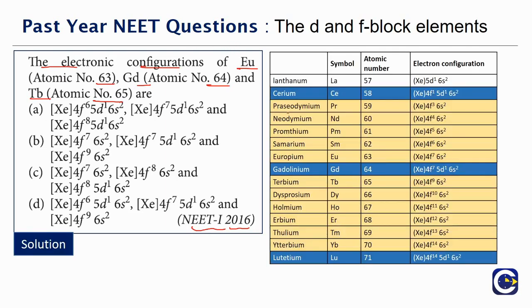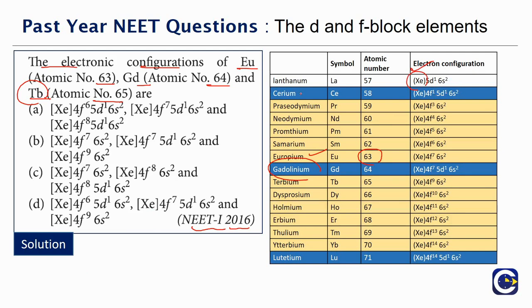What is this Eu? Eu is the symbol for europium, atomic number 63, and Gd is the symbol for gadolinium. Tb is the symbol for terbium. So 63, 64, 65. Now generally, if you look at the electronic configuration of the lanthanoids, what is the lanthanum electronic configuration? Xenon 5d1 6s2. Then the electrons will start entering into the 4f subshell.